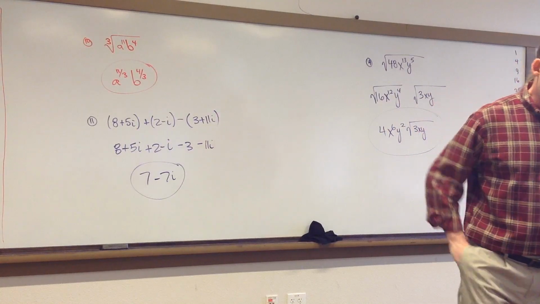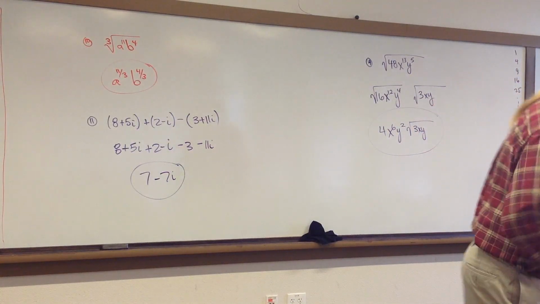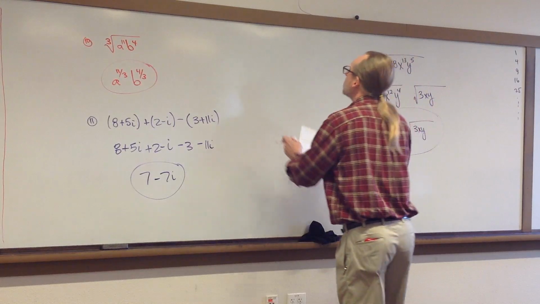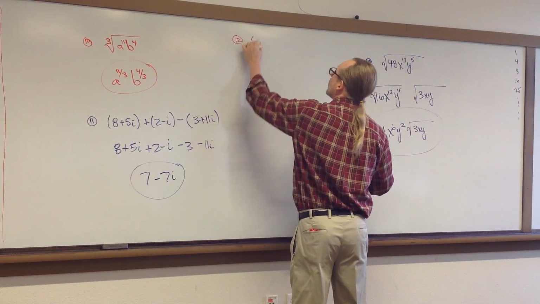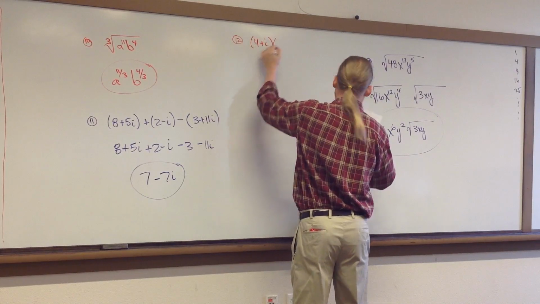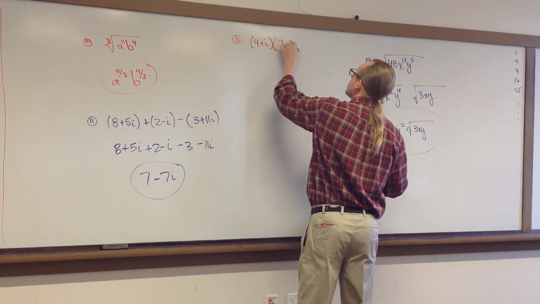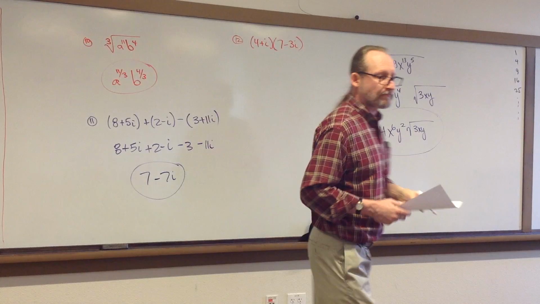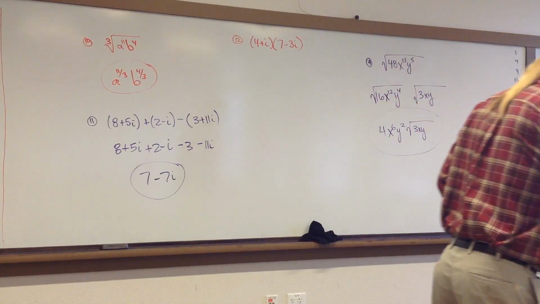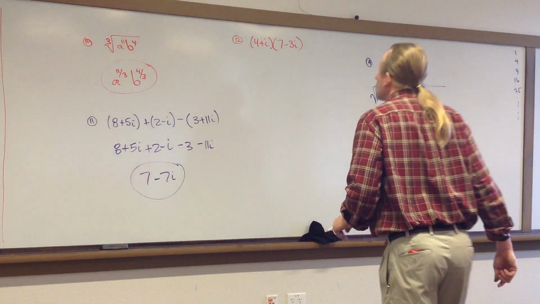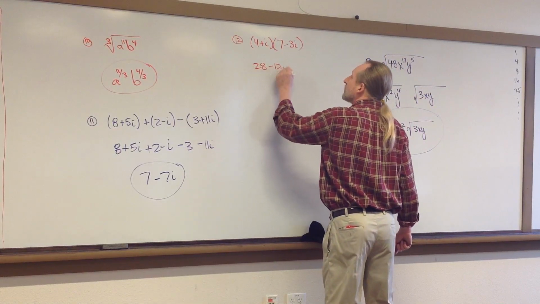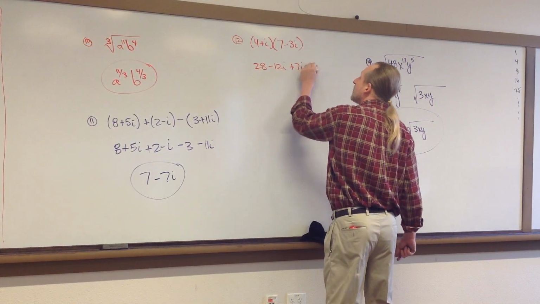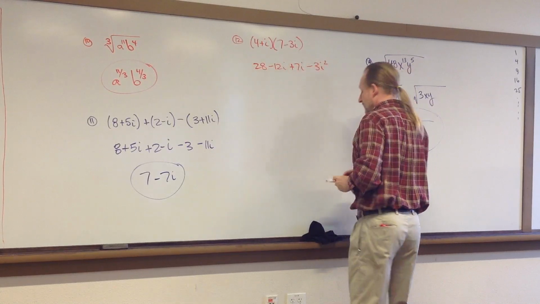Okay, in problem 12, we want to multiply these two complex numbers together. Let's see here, 4 plus i times 7 minus 3i. Okay, so if we distribute here, we'll get 28 minus 12i plus 7i minus 3i squared.